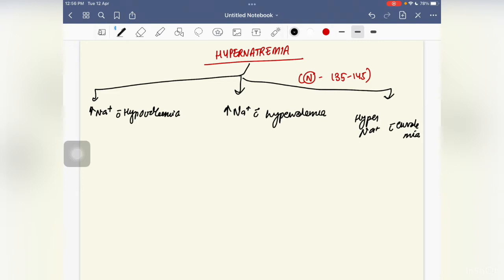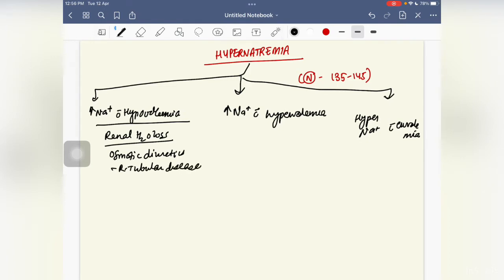If somebody is having hypernatremia with hypovolemia, what will be the cause? Simple thing. There is less volume of water and still high sodium. This can be due to renal water losses, like use of osmotic diuretics, renal tubular disease, or adrenal failure. In these scenarios there will be renal water losses and hypernatremia.